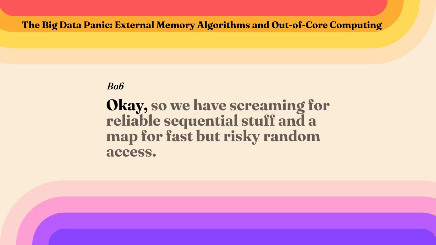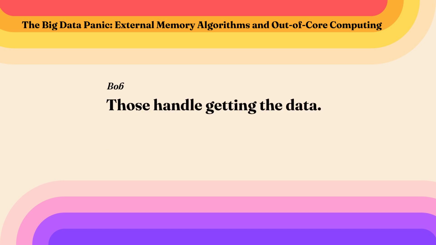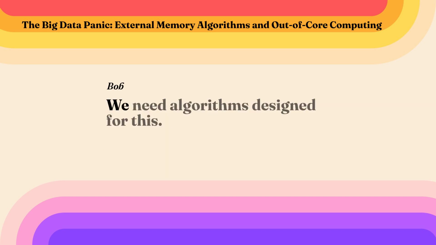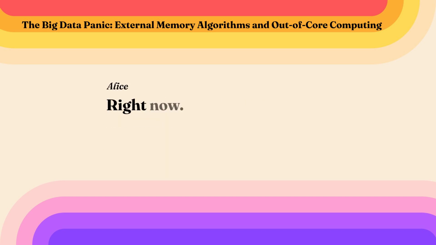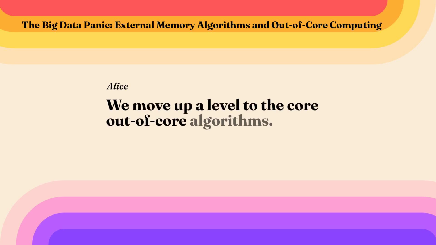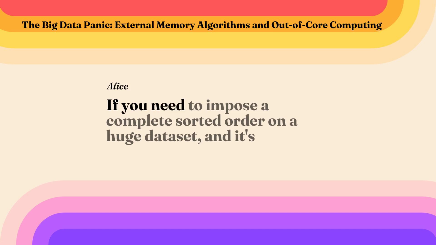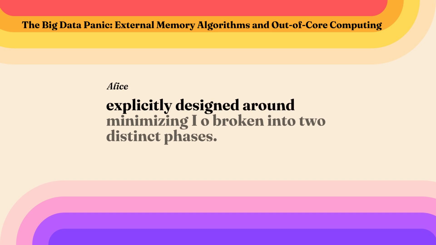Okay, so we have streaming for reliable sequential stuff. Yeah. And mmap for fast but risky random access. Those handle getting the data. But what about bigger tasks? Like sorting a file that's way bigger than RAM or grouping related records together from a massive data set? We need algorithms designed for this. Right. Now we move up a level to the core out-of-core algorithms. The classic, the absolute cornerstone is external merge sort. This is the go-to algorithm if you need to impose a complete sorted order on a huge dataset. And it's explicitly designed around minimizing I/O, broken into two distinct phases.